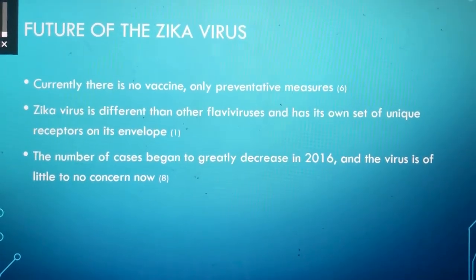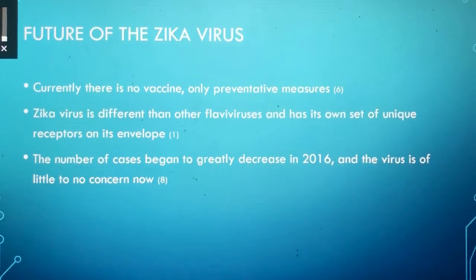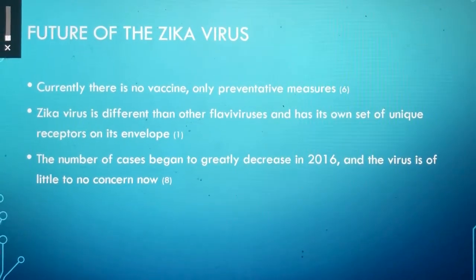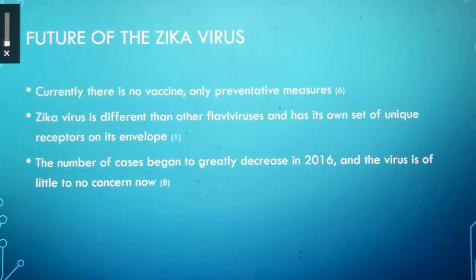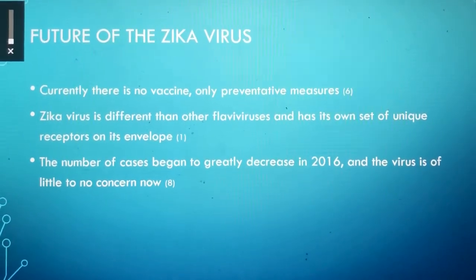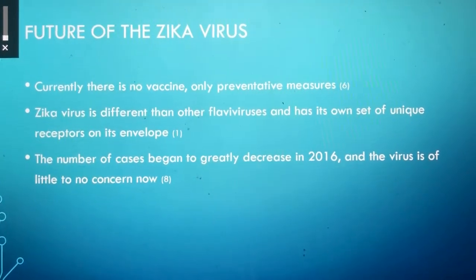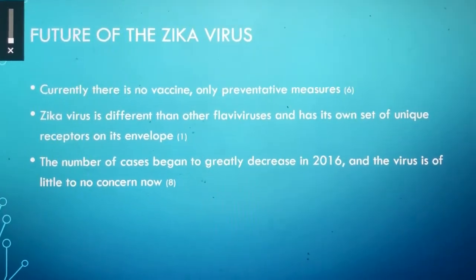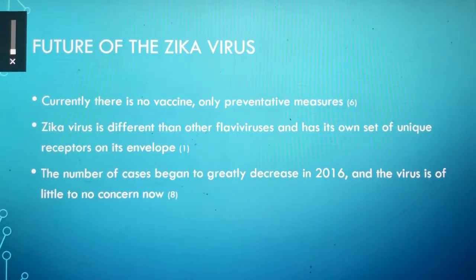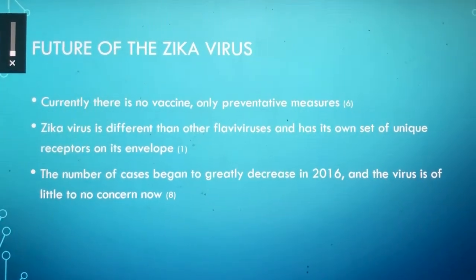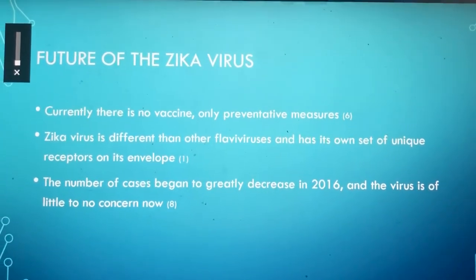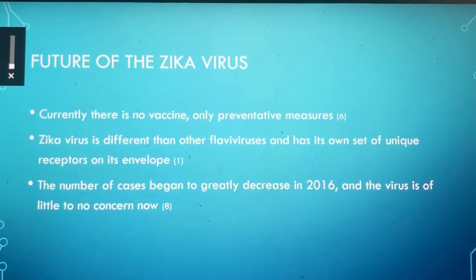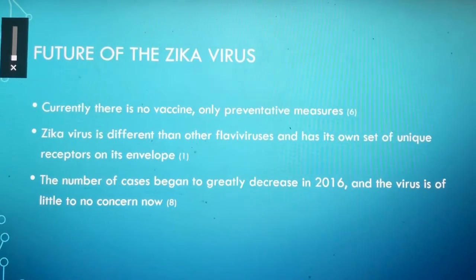So currently there is no vaccine for this virus. There's only preventative measures to be taken. And this Zika virus is so different from other flaviviruses, and it just has its own set of unique receptors on its envelope that researchers are still studying, and they just don't understand its pathogenesis yet. It's very host specific to vertebrates, and it has its own host range, and so it just requires a greater deal of studying.